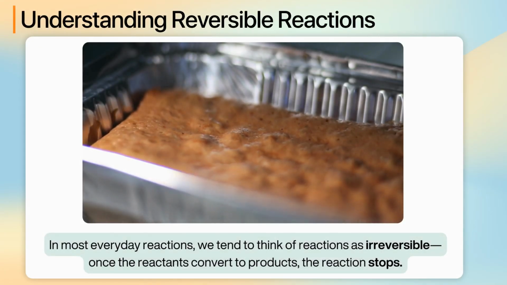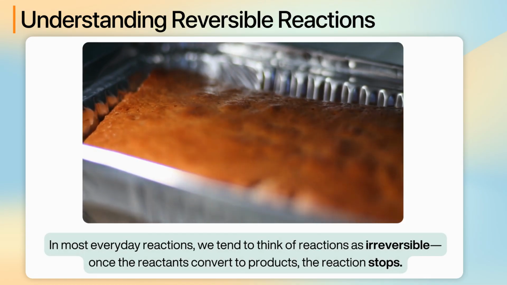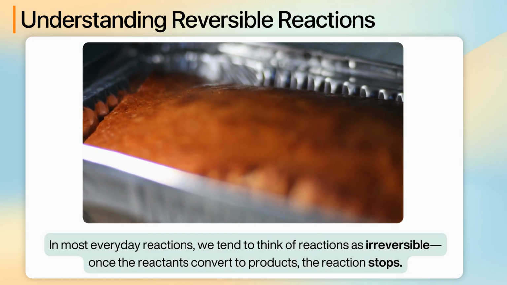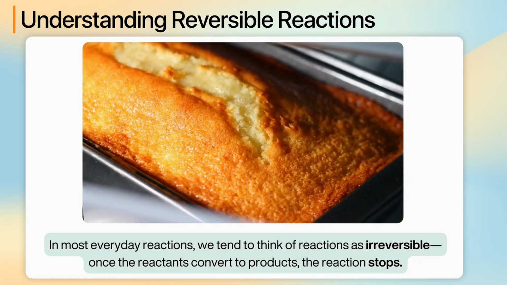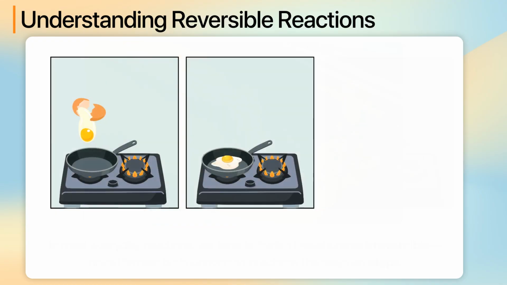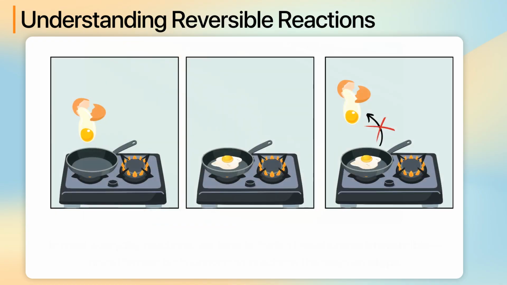In most everyday reactions, we tend to think of reactions as irreversible. Once the reactants convert to products, the reaction stops. For instance, cooking an egg involves chemical changes that cannot be undone. You cannot uncook an egg. The transformation is permanent.